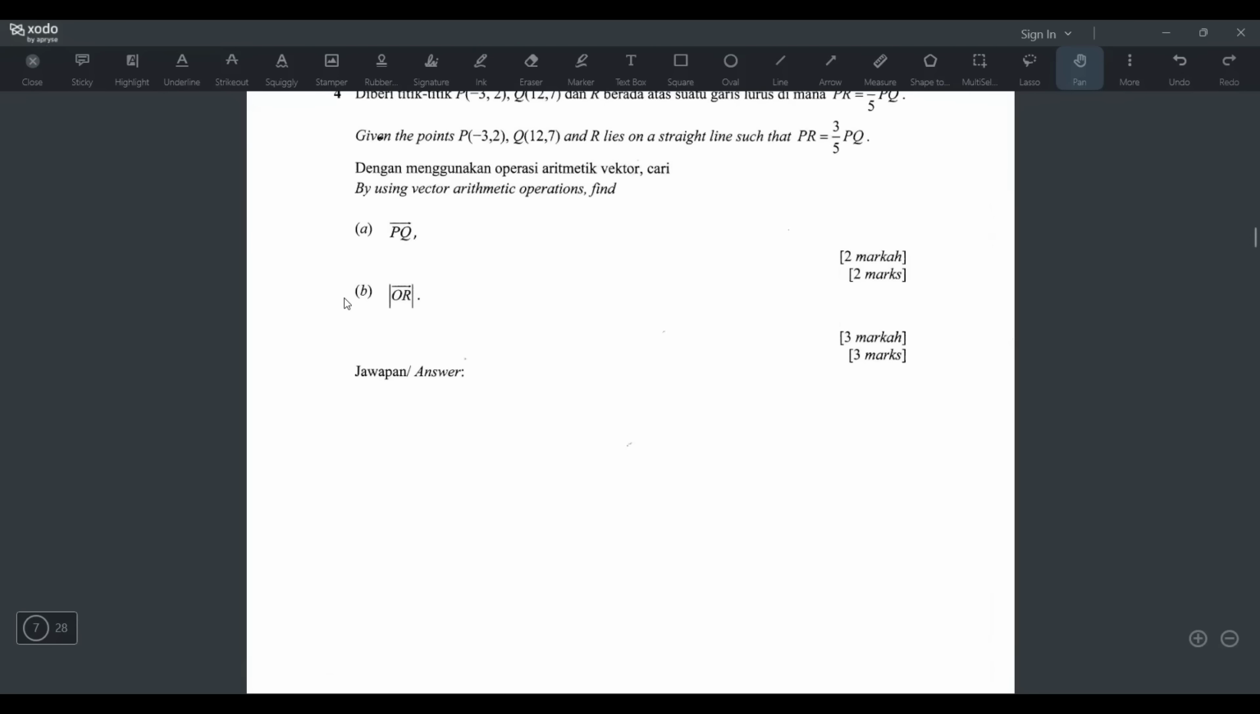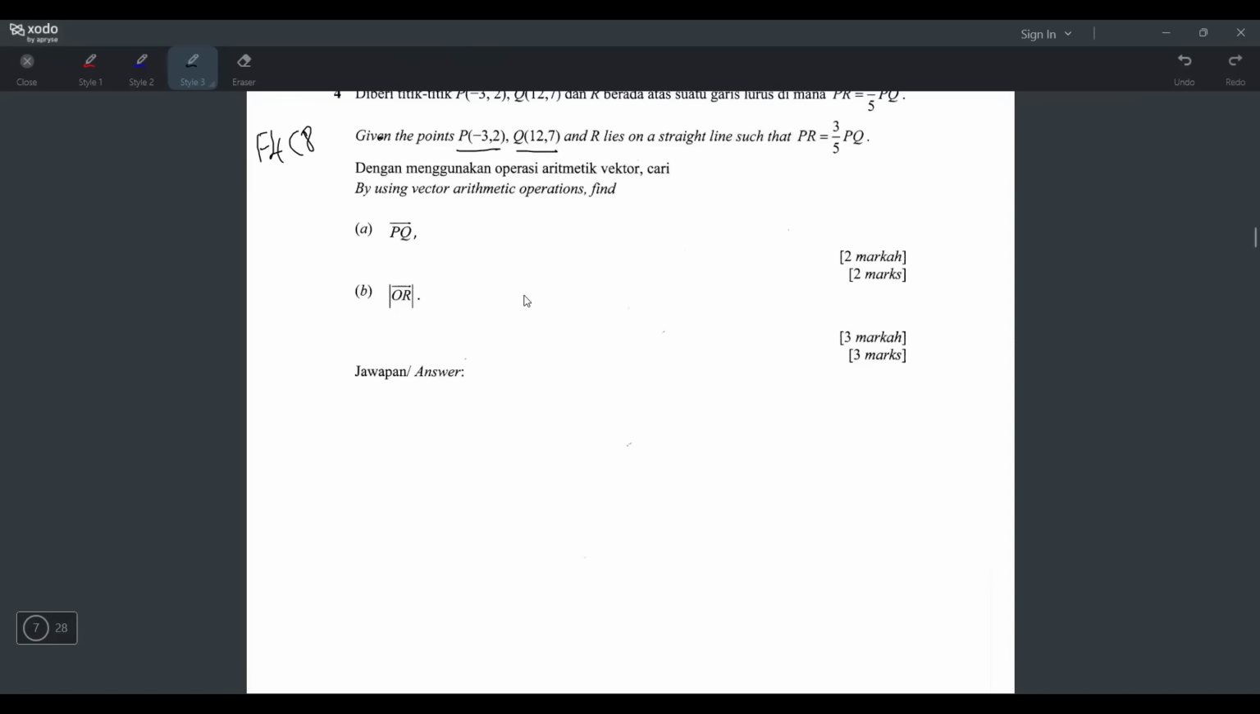Okay, number 4, what chapter is this? Vector. So it's a Form 4 chapter 8 question. Okay, given point P (negative 3, 2), point Q (12, 7), and point R lies on a straight line. That means they are collinear. Yeah, P, Q, R are all on a straight line, such that PR is 3/5 PQ.